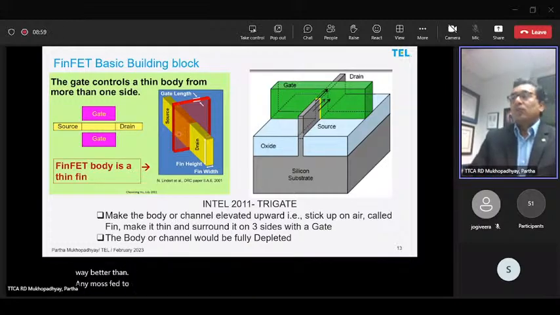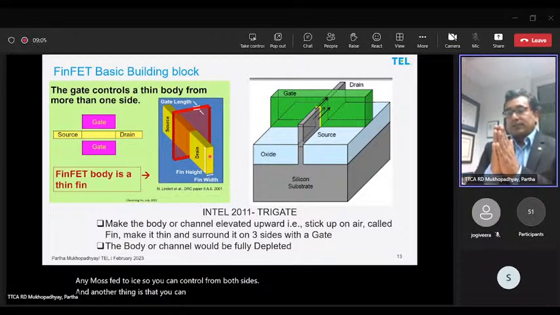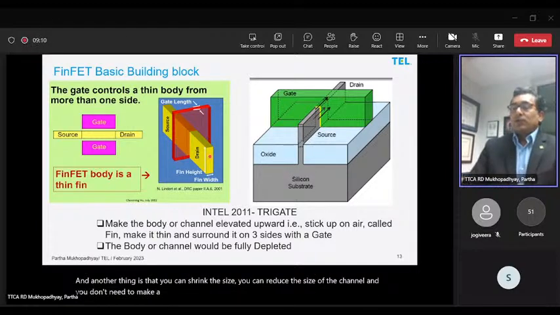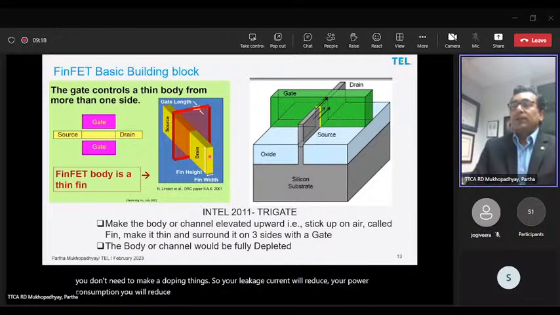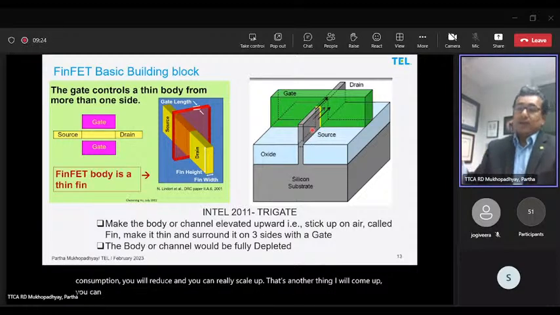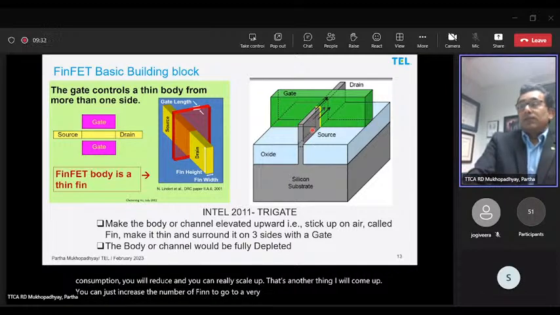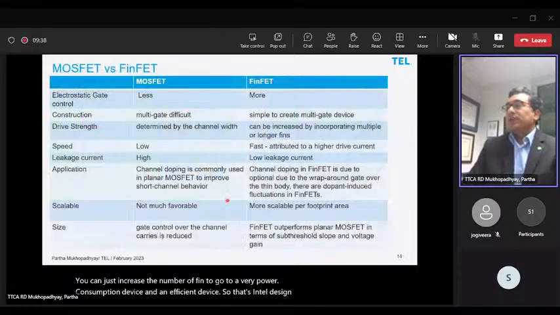So you can control from both sides. Another thing is that you can shrink the size. You can reduce the size of the channel, and you don't need to do doping. So your leakage current will reduce, your power consumption will reduce, and you can really scale up. You can just increase the number of fins to get a very low power consumption and efficient device. So that's the Intel design, probably in 2011, tri-gate.